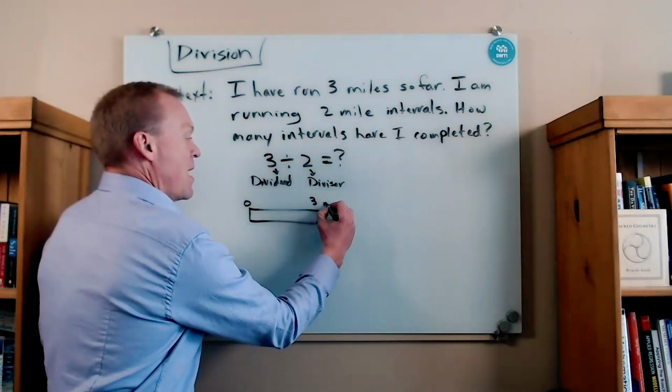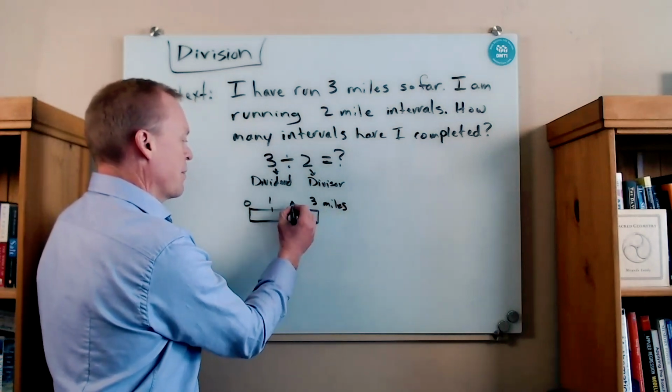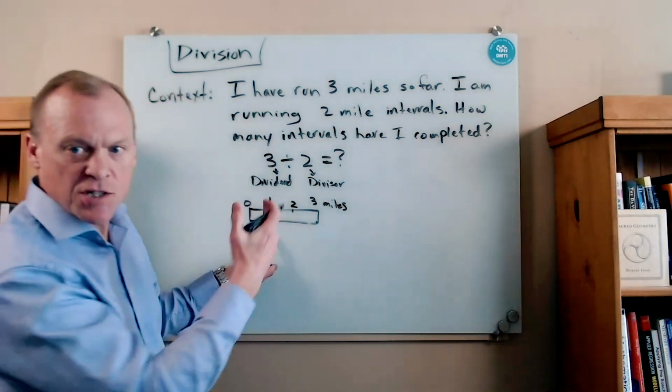So here, this is my 3 miles that I've run so far. I'm going to partition that. It's one of our key words, partition, split evenly.